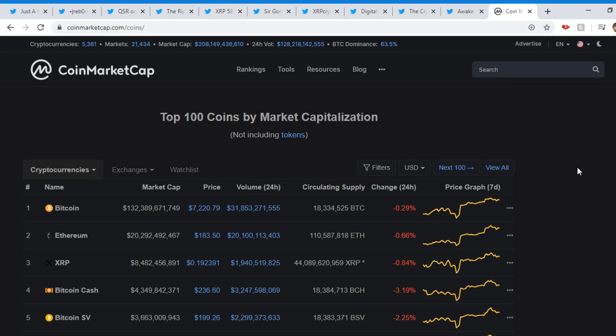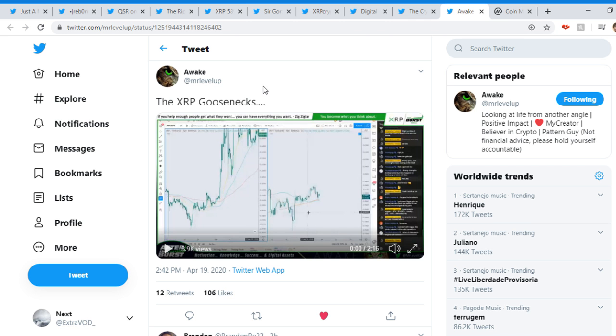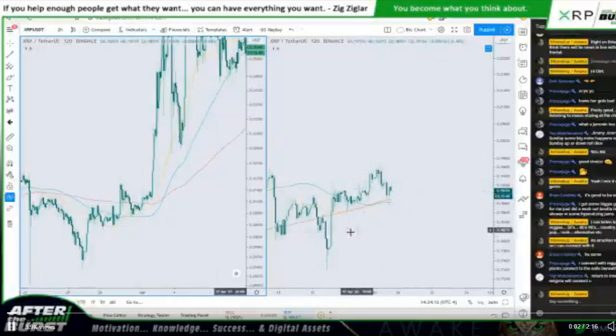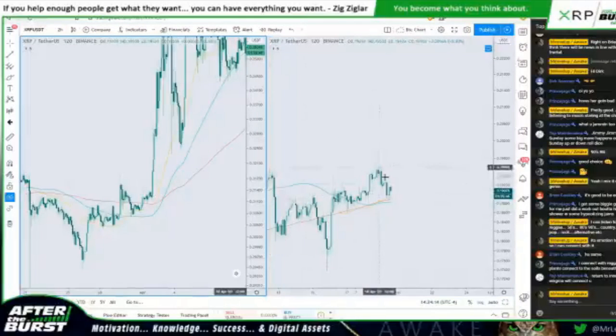Today we're going to be talking about what's happening with XRP in the XRP community. Now XRP is stable at 19 cents and we can see we're slightly in the red today. If we go to Mr. Level Up's tweet now, the XRP goosenecks. XRP update with this gooseneck fractal. How it's going to draw, we'll find out.